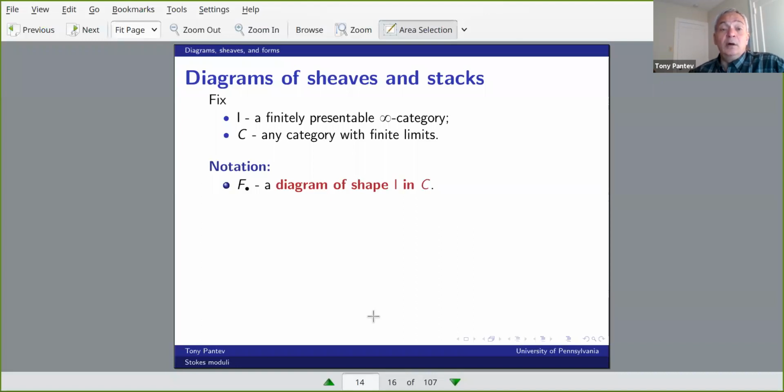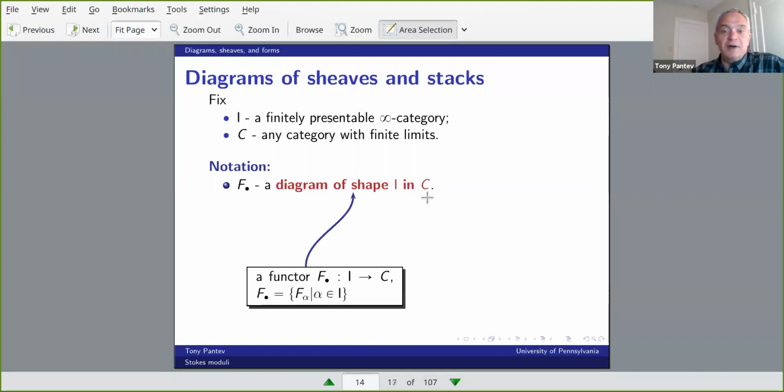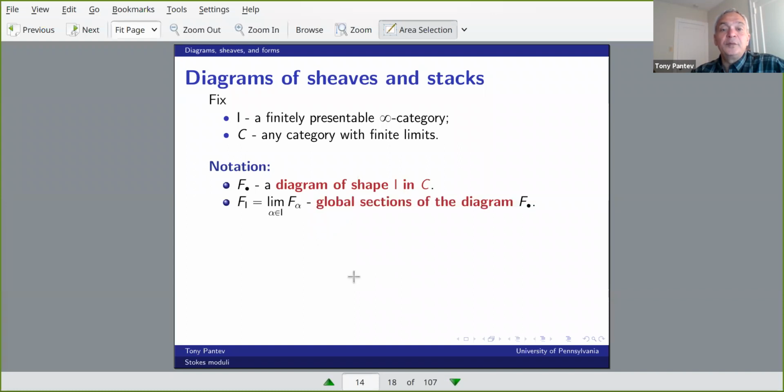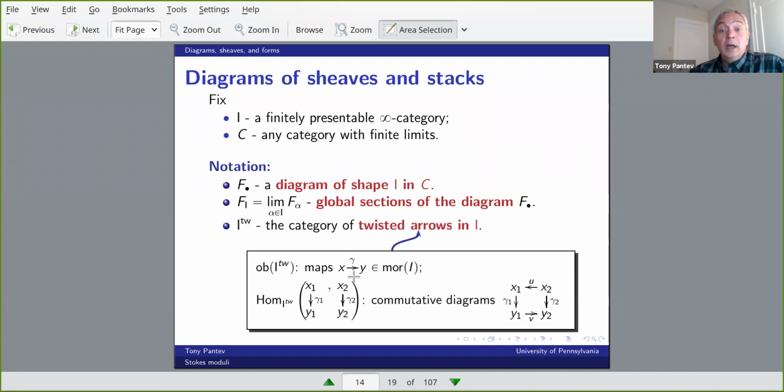And now F will be a diagram of shape I in C, so just a functor from I to C. And I'm going to list all the values of the functor as F alpha, for the alphas in I, my indexing category. So you have the global sections of such a diagram, just the limit of these objects, because we're assuming we have finite limits. And in order to talk about forms, we'll need some covariant-contravariant story.